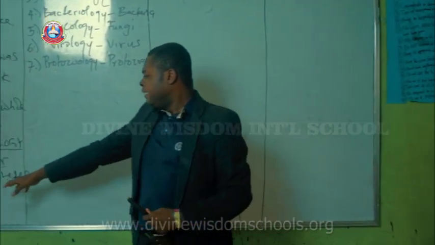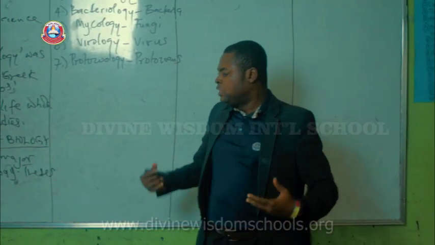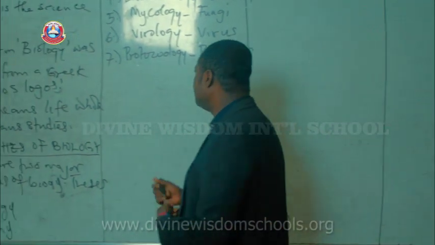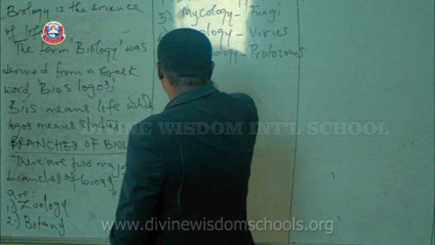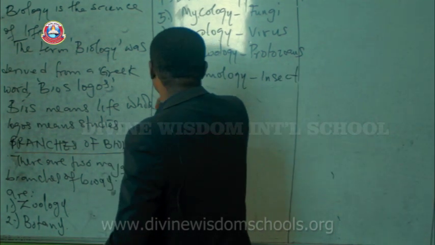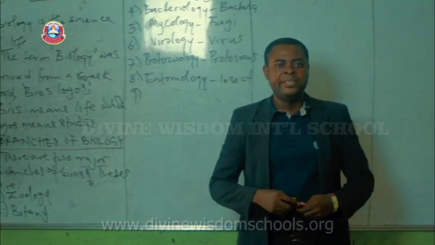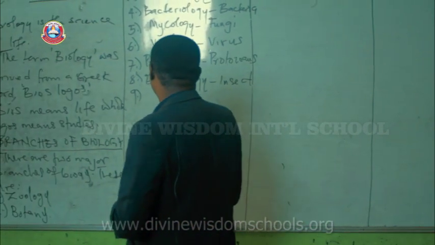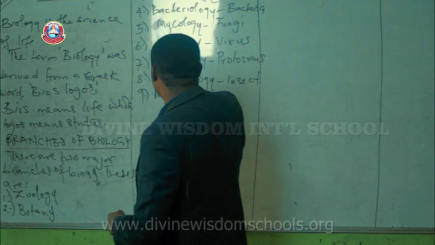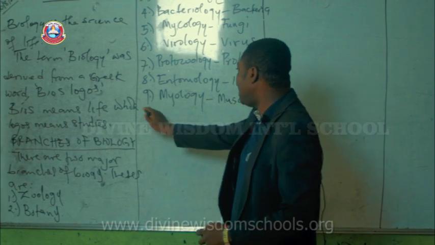Then coming under zoology, you see some other branches of biology. Like entomology. Entomology is the study of insects, and you know insect is an animal. Then under zoology again, you can come across myology. This one sounds as if you want to say mycology, but this one is myology, which has to do with the study of muscle.